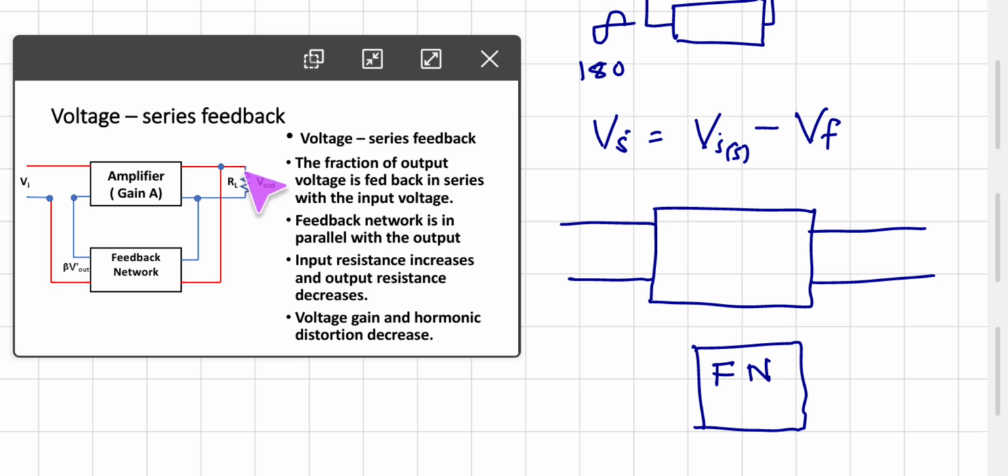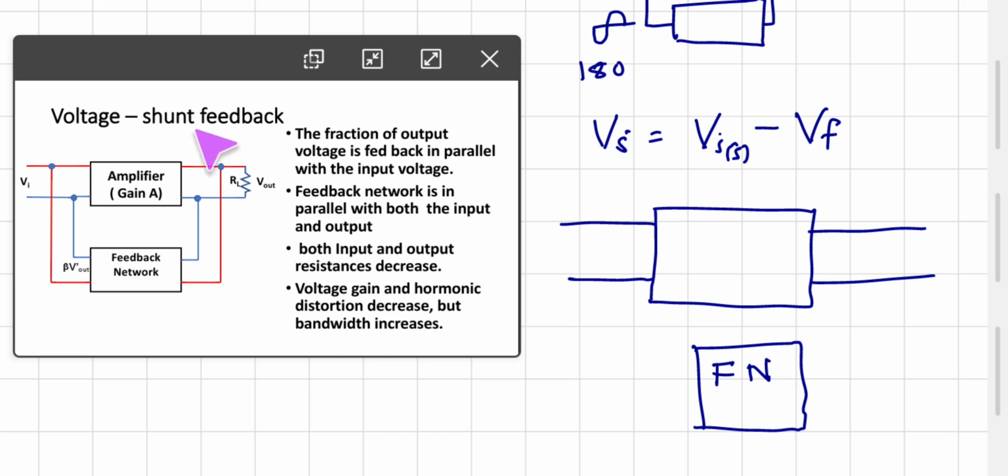So look here, this is RL, and both ends of RL are connected to both ends of the feedback network. So RL, that is the output, and the feedback network are in parallel. In this case input resistance increases and output resistance decreases. This is one important characteristic of this kind of feedback type. So voltage gain and harmonic distortion decrease. So this is voltage series feedback.